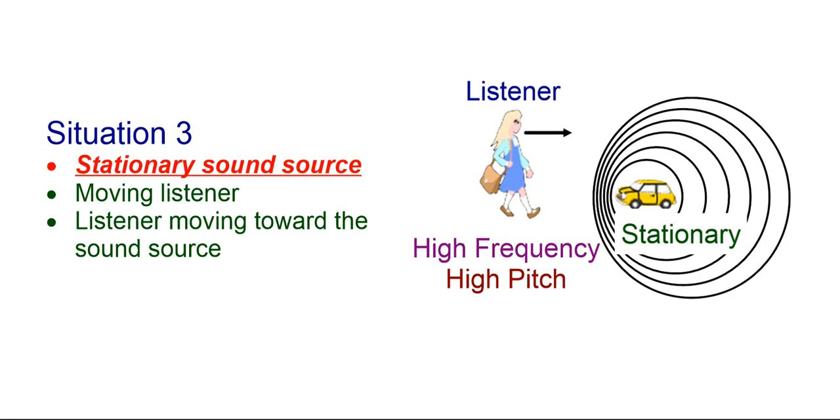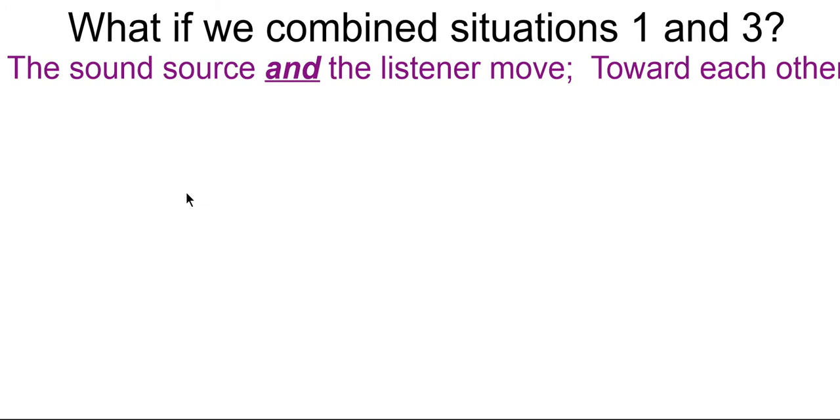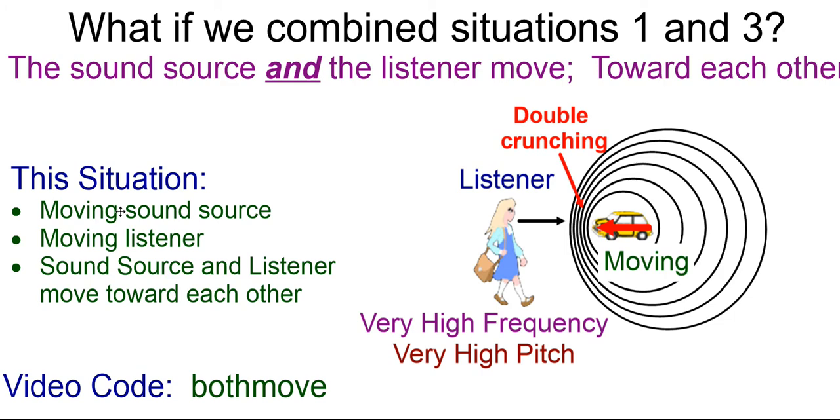Now if we combine 1 and 3, and so they're both moving and toward each other. Let's see. What we got here? A moving sound source, yes, that's the car. Now a moving listener, they're both moving. Sound source and listener move toward each other.